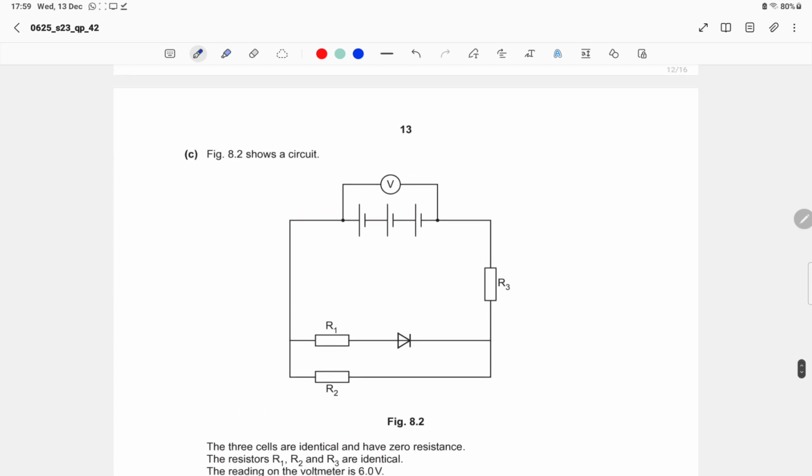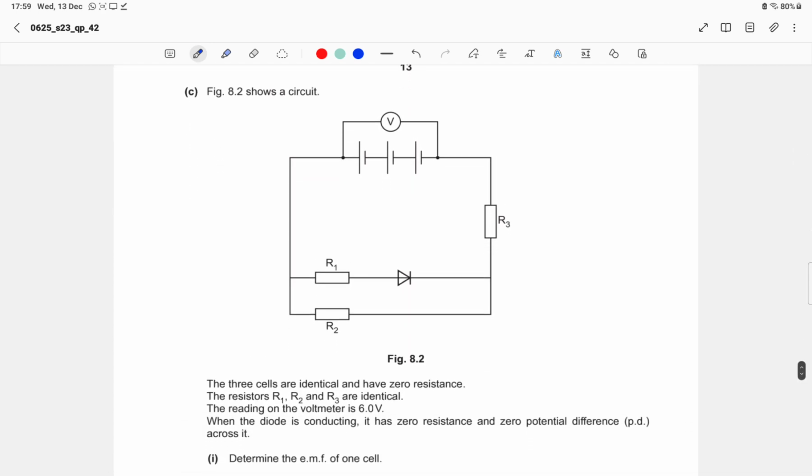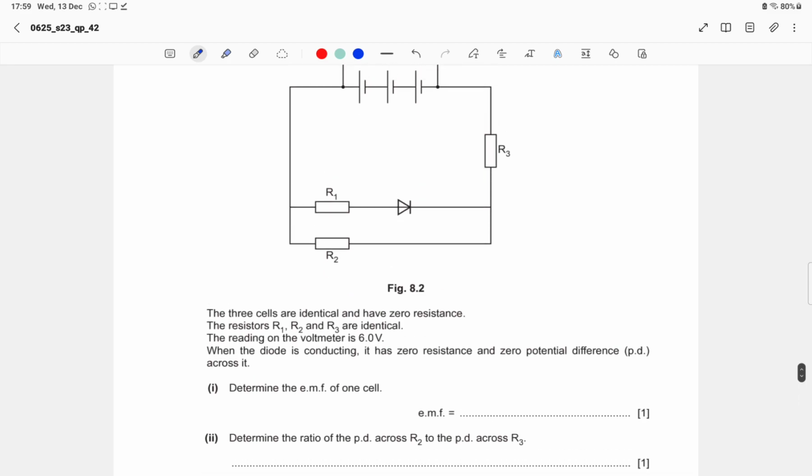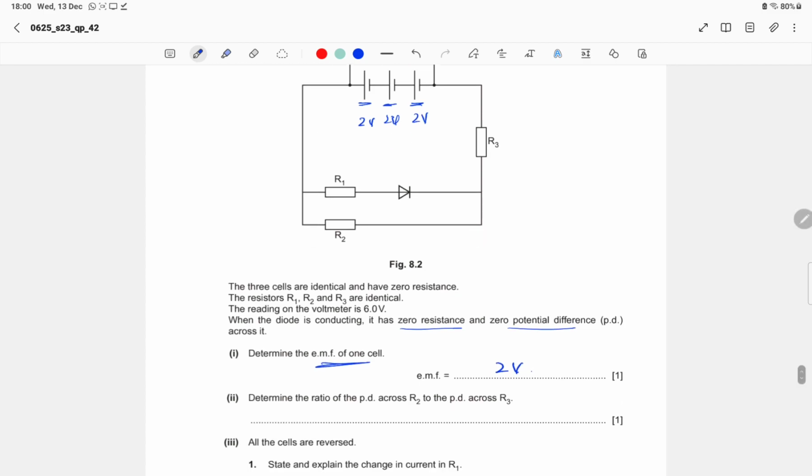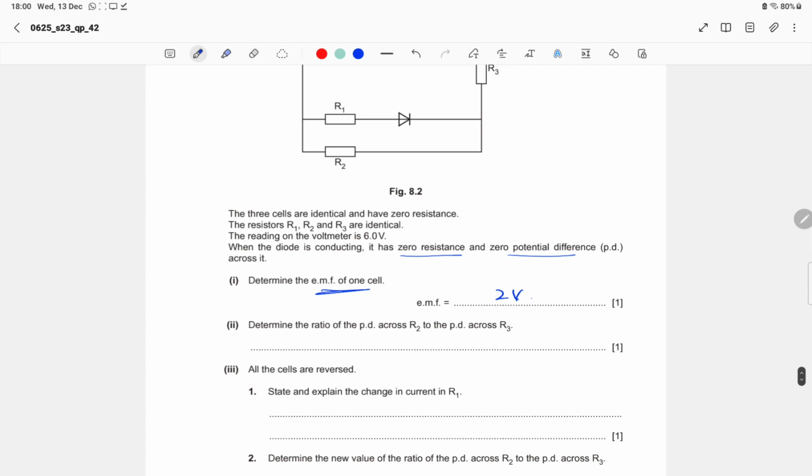Next question is this: figure 8.2 shows a circuit and the three cells are identical and have zero resistance. The resistors R1, R2, R3 are identical. The reading on the voltmeter is 6 volts. When the diode is conducting, it has zero resistance and zero potential difference across it. Determine the EMF of one cell. So there are three batteries, 1, 2, 3. Everyone has 2 volts because you have to sum. So it is asking to find out the EMF of one battery.